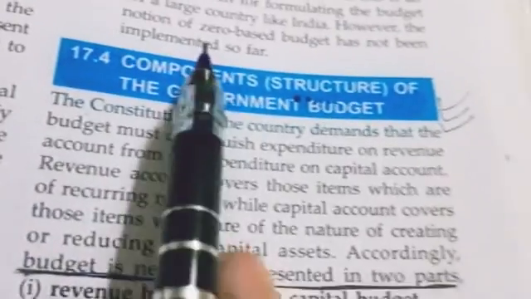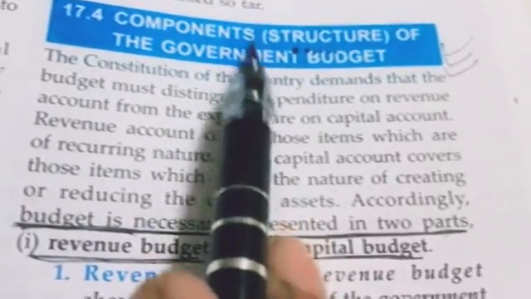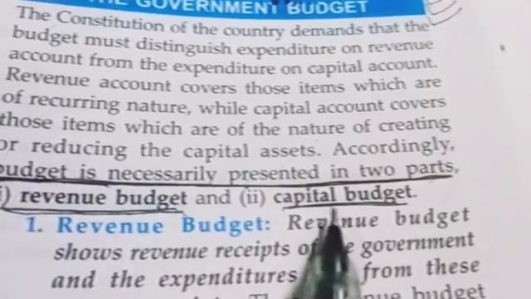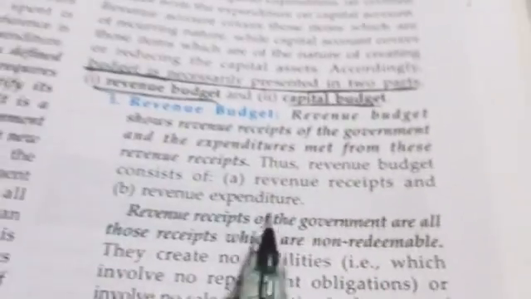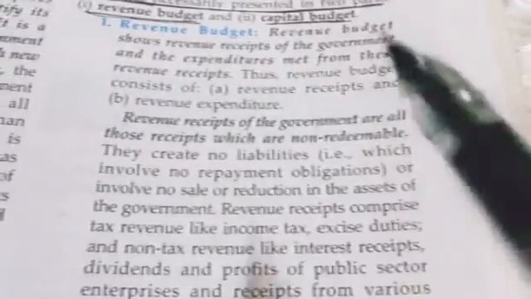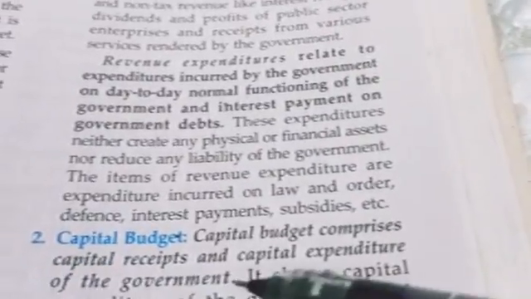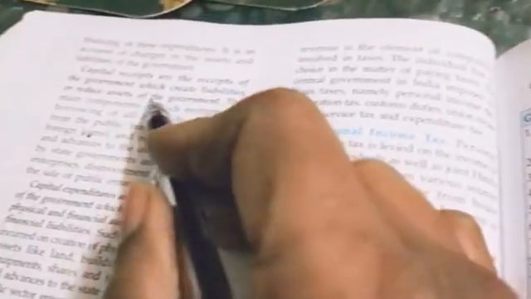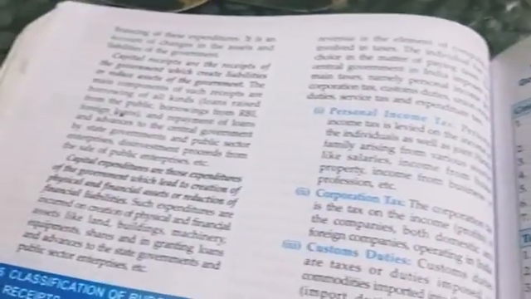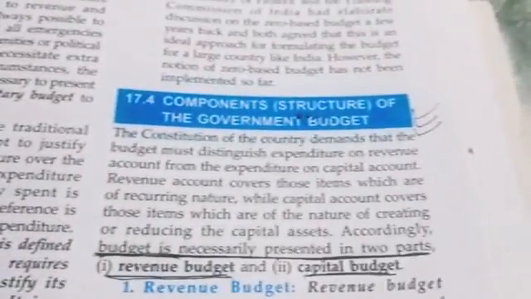Is it clear? So under the components of budget, what are the components of budget? Revenue budget and capital budget. Now we need to understand the meaning of revenue budget, which is of two types, revenue receipt and revenue expenditure. Then we have to study about capital budget and the types of capital budget, that is capital receipt and capital expenditure. Is it clear? Now let me explain to you the components of the government budget.